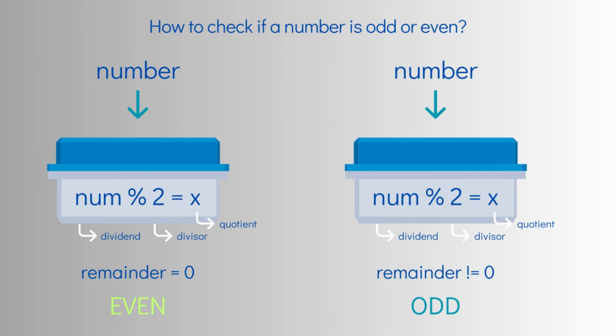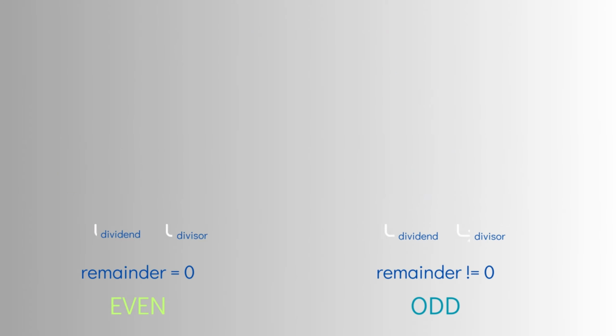Next task. How to check if a number is odd or even. Write a Python program that determines whether a given number, accepted from the user, is even or odd, and prints an appropriate message to the user.